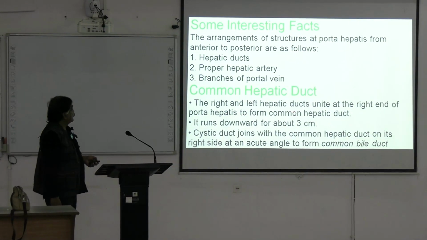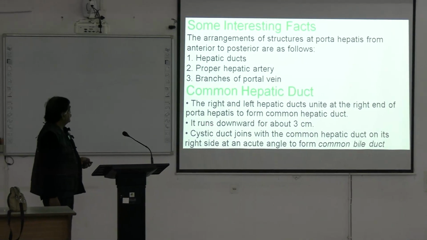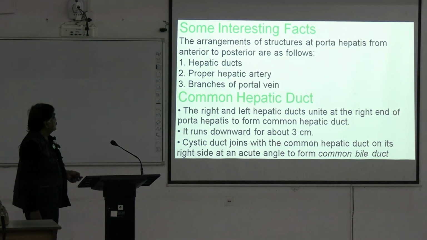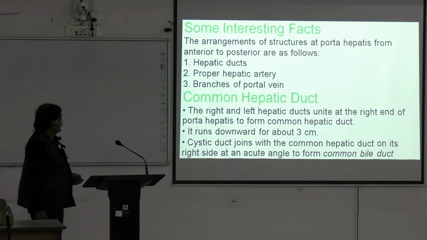Now, the common hepatic duct: the right and left hepatic ducts unite at the right end of the porta hepatis to form the common hepatic duct. It runs downwards for about 3 centimeters. The cystic duct joins the common hepatic duct on the right side at an acute angle to form the common bile duct.